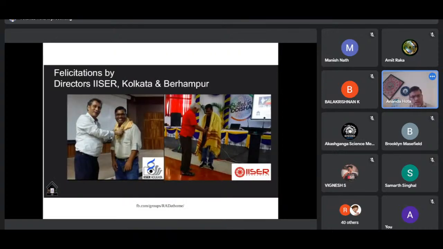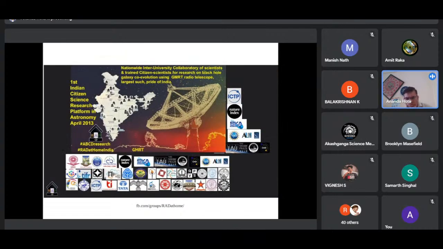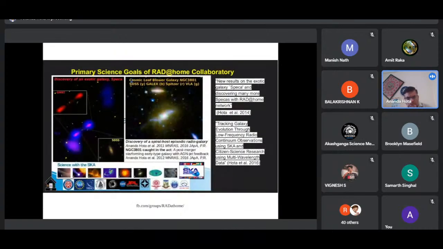I will go quickly. A lot of research institutes, IISER Berhampur, IISER Kolkata, they all appreciate because they see a different kind of educating and involving undergraduate students in research is coming up. That is right at home. They felicitate me. The Odisha government gives the Samanta Chandrasekhar Award. Samanta Chandrasekhar is a famous traditional astronomer. And this is recognition from different institutes.